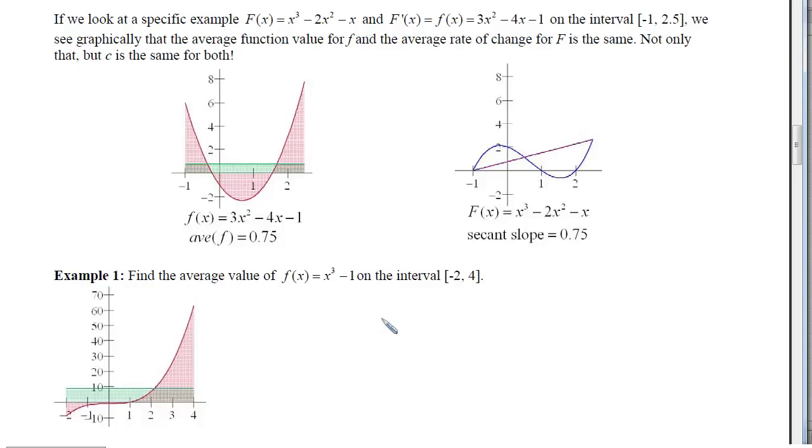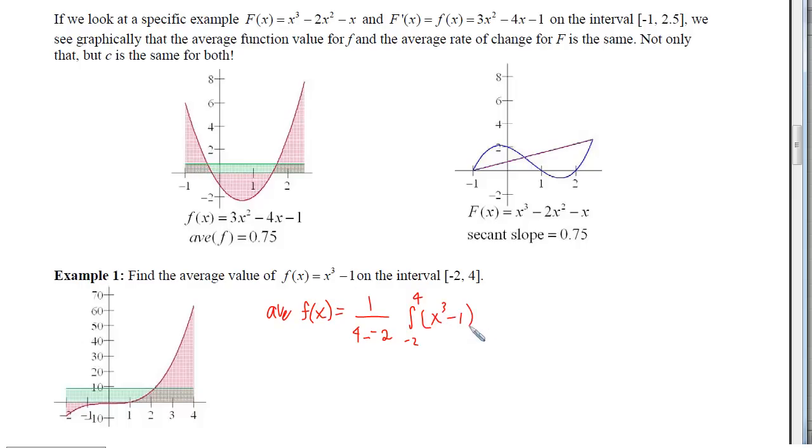So let's look at example 1 and see it in action. Let's find the average value of f of x equals x cubed minus 1 on the interval from -2 to 4. Well, we write down that the average of any function f will be 1 over the interval, which is 4 minus -2, times the integral from -2 to 4 of the function we want the average of.